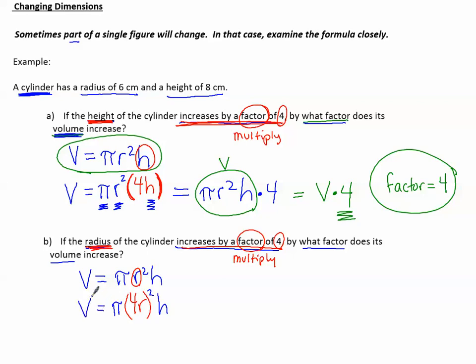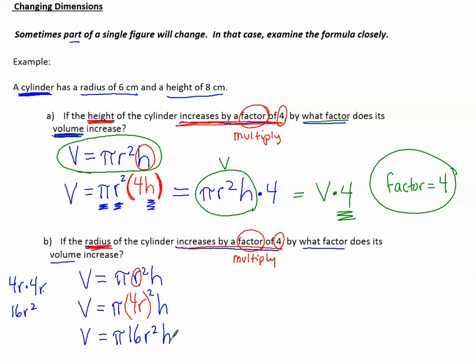Let's simplify this a little bit. Because we're squaring 4r, that means 4r times 4r. 4 times 4 is 16, and r times r is r squared. So 4r squared turns into 16r squared. And then, of course, times h.